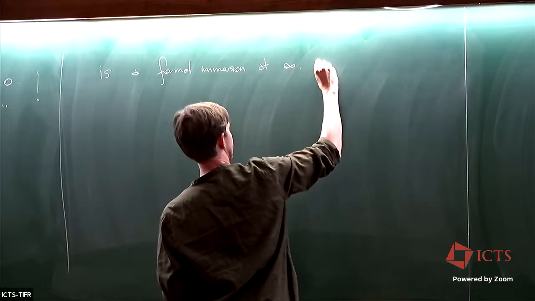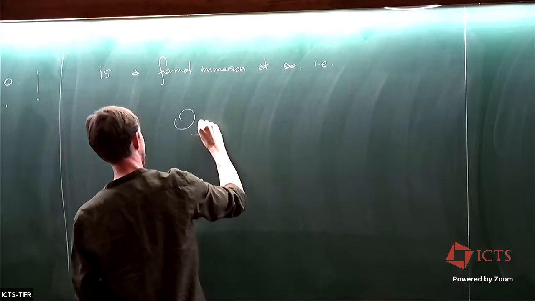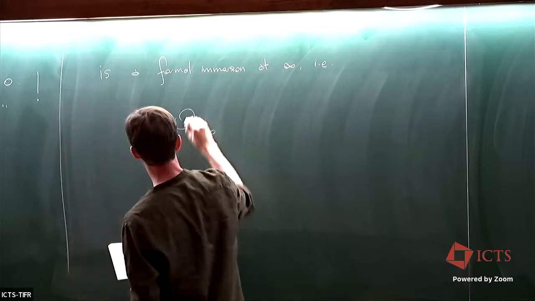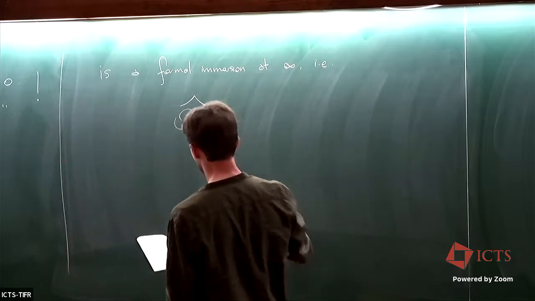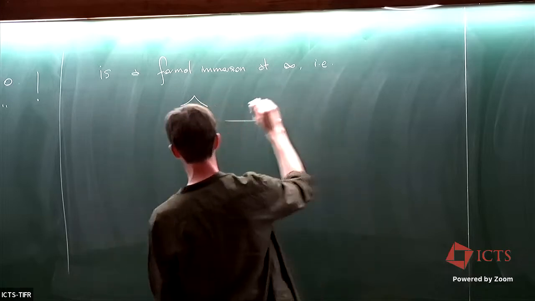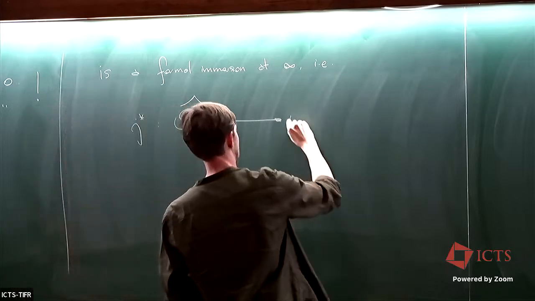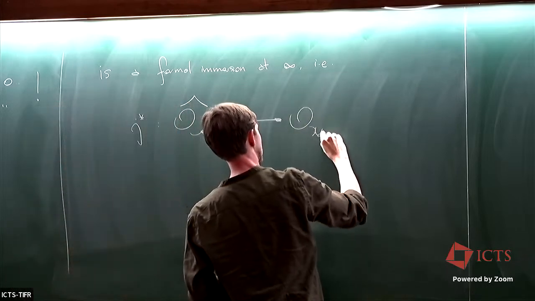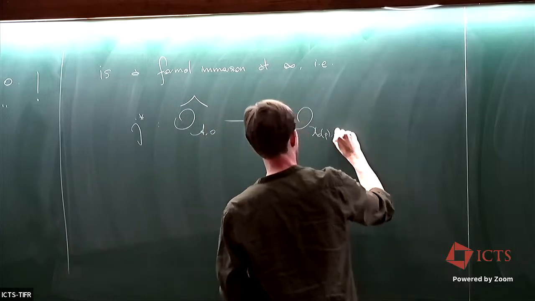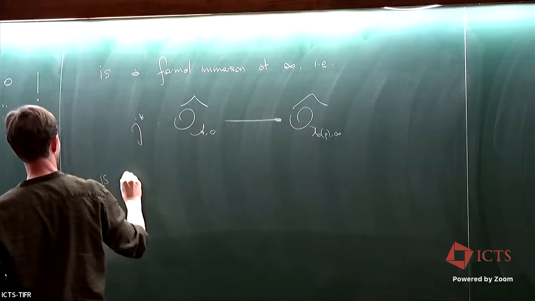At infinity. So that means that if I take the completed local ring of my Néron model at the identity, I certainly get a map to the similar object for X along J. Yeah, that's the pullback map along J. So X_0(P) around infinity is surjecting.